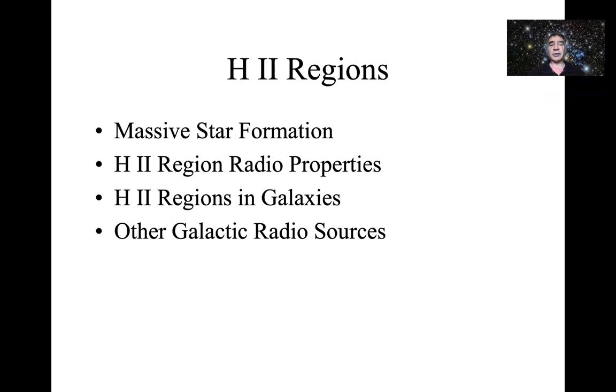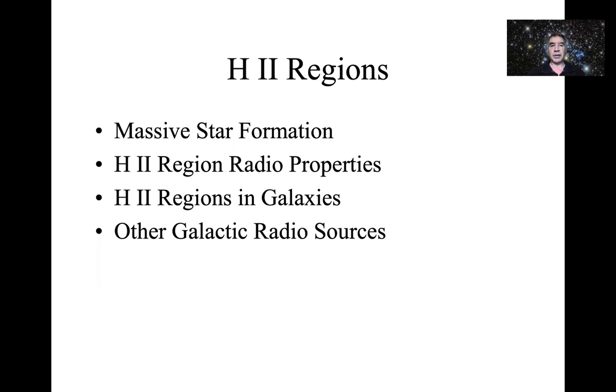These are some of the strongest radio sources that we see when we look at objects in our own galaxy, the Milky Way. And we will see that they are a very good way of tracing regions where massive stars, so the stars that are 10 to 100 solar masses, are in the process of being born. Okay, so H2 regions are associated with star formation and the birth of stars.